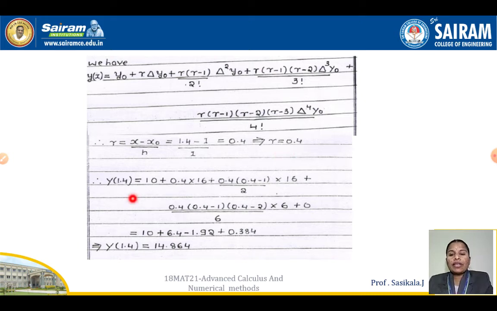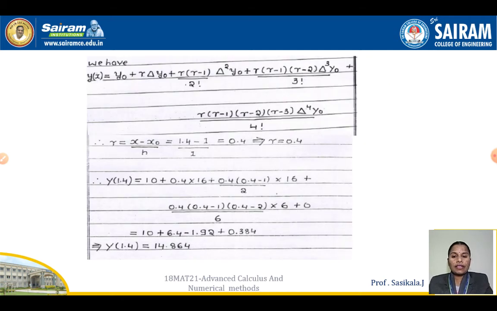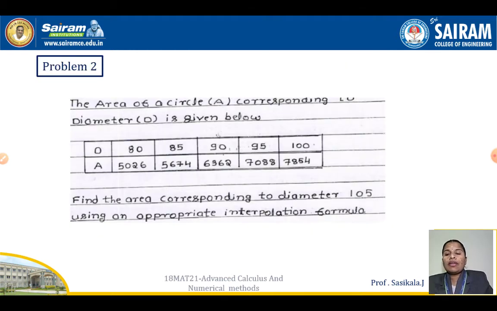Now substitute in y of 1.4 and simplify the value. Del y naught, del squared y naught and del cube y naught are to be taken from the table. In the del y column, the first value is del y naught. In the del squared y column, the first value is del squared y naught. And in the del cube y column, the first value is 6. Del power 4 is 0, so you can leave it. So 16, 16, 6 for del y, del squared y and del cube y. Simplify, and you will get the answer: y of 1.4 is 14.864.